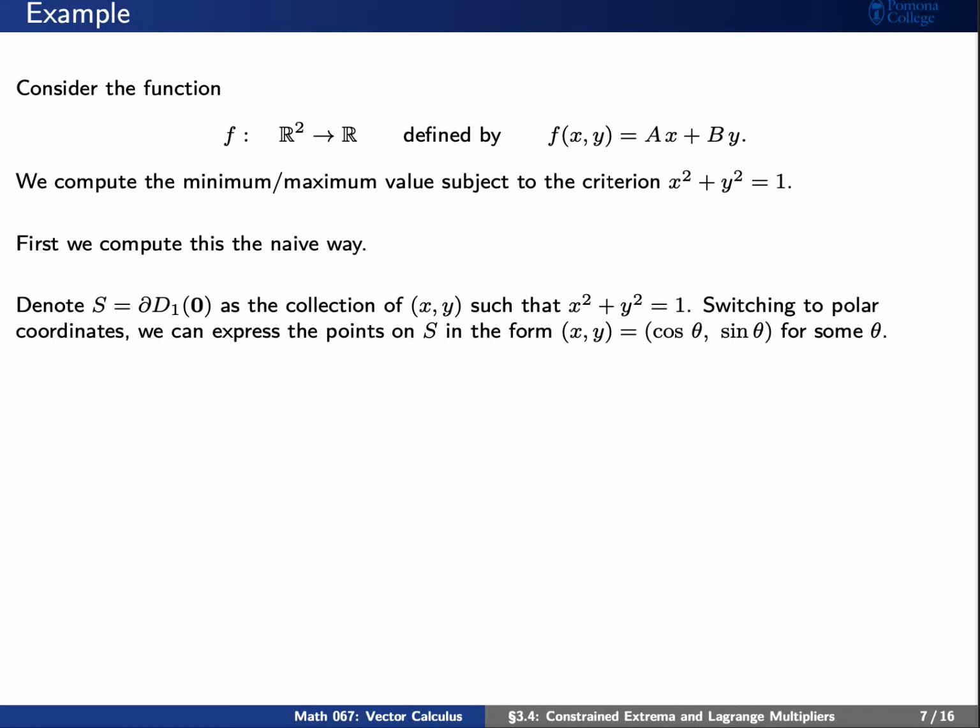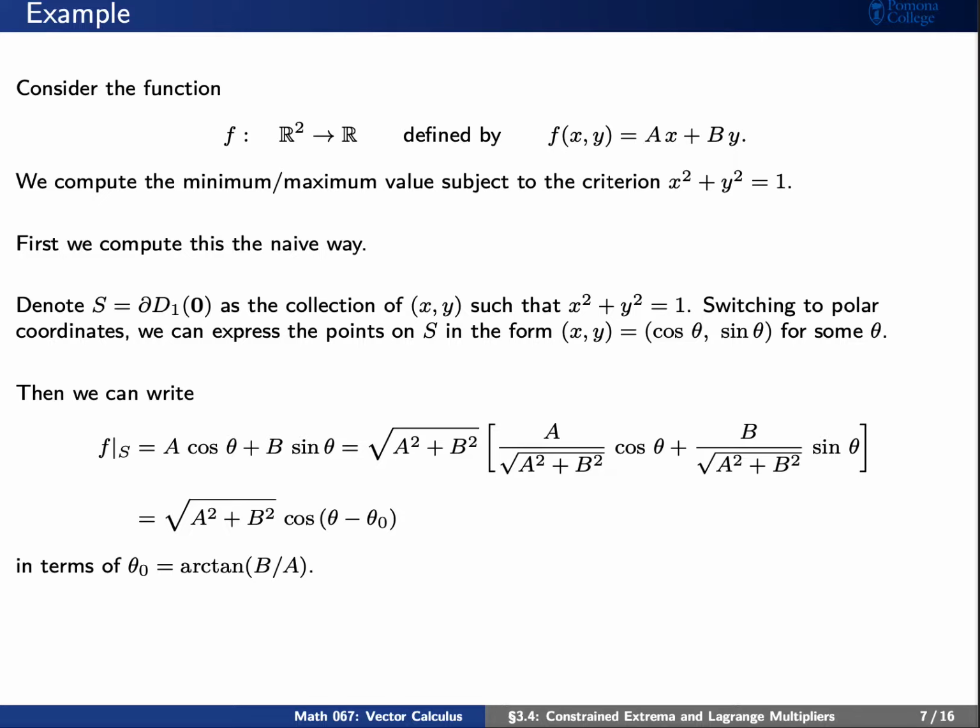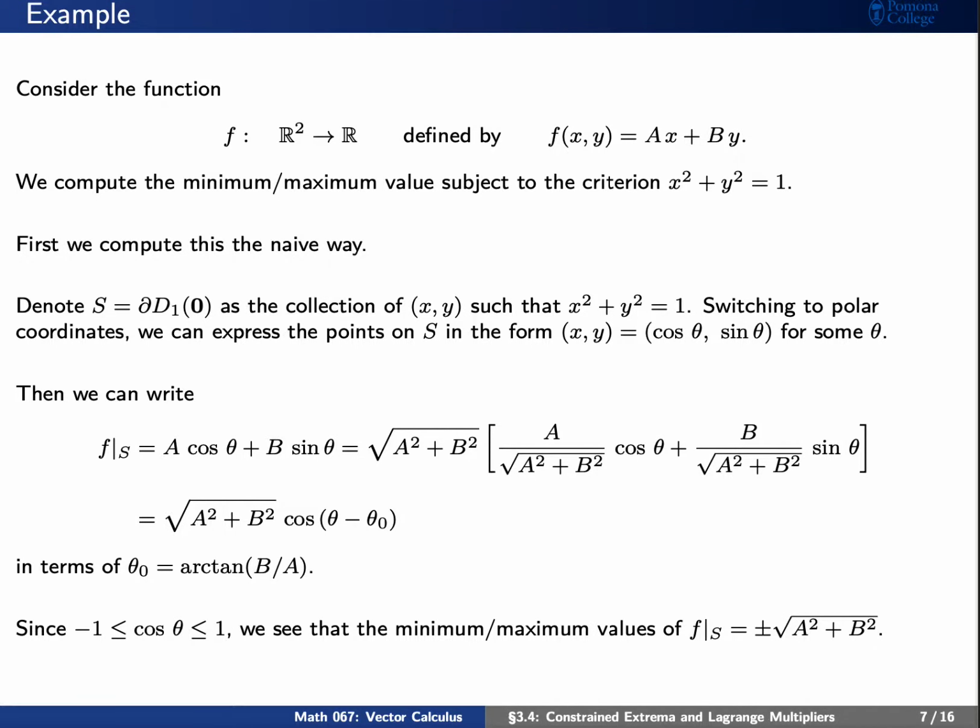For every point in S, we can just use polar coordinates. So let's say that x is cosine theta, y is sine theta. If we do this and play around with some trigonometric identities, we see that f restricted to S is simply the square root of a squared plus b squared times cosine of something. Well, we know the cosine bounces back and forth between plus 1 and minus 1, so this means that the maximum and minimum values of our function restricted to the circle are just plus or minus the square root of a squared plus b squared.